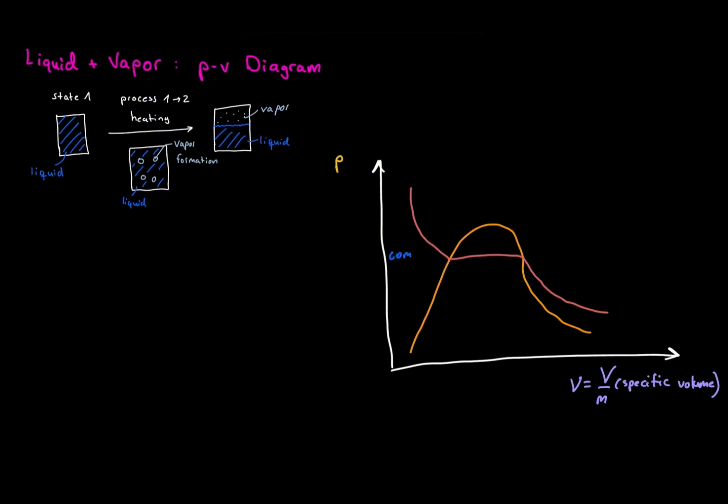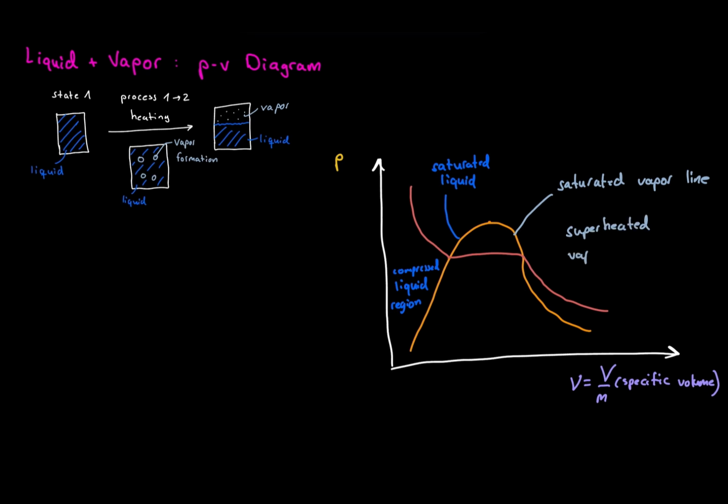On the left side, the substance is liquid. On the right side, we have vapor. Inside the dome, we have liquid and vapor together. So the middle region is the one we care about. It represents a two-phase state, part liquid, part vapor.